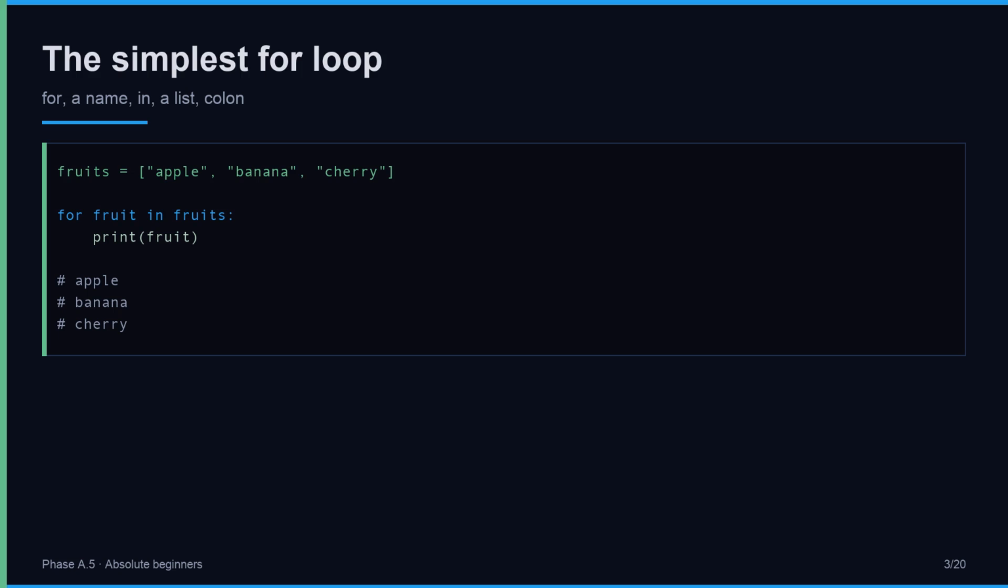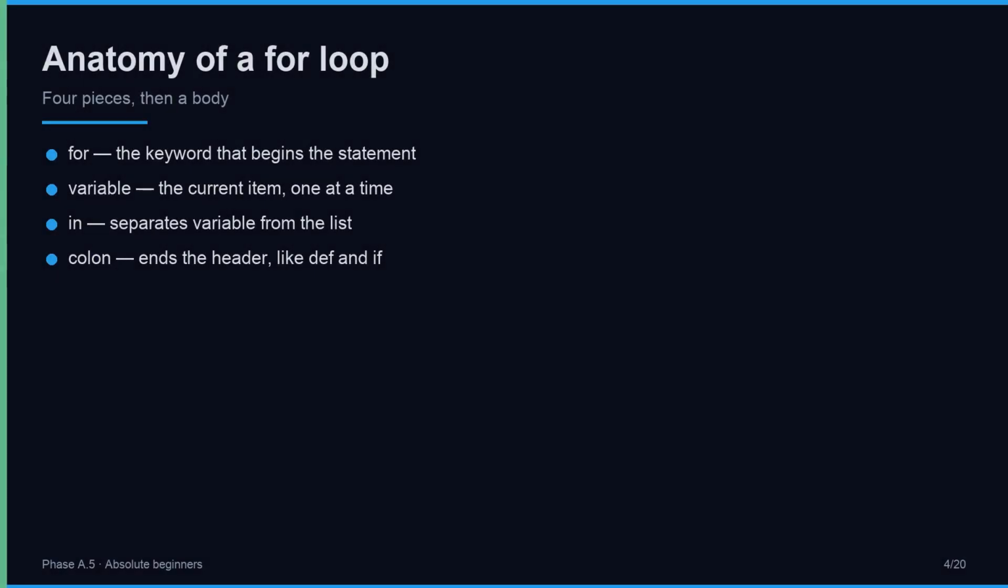4 pieces, 1 body. Let us name the parts so you can read any for loop you meet. The word for begins the statement. Then a variable name you choose, it holds the current item, one at a time. The word in separates the variable from the list. The colon ends the header, exactly like def and if. Underneath, the indented body runs once per item. Then the body. That is the whole shape.